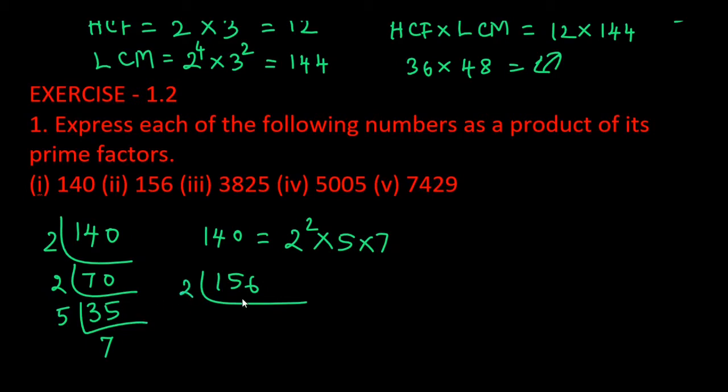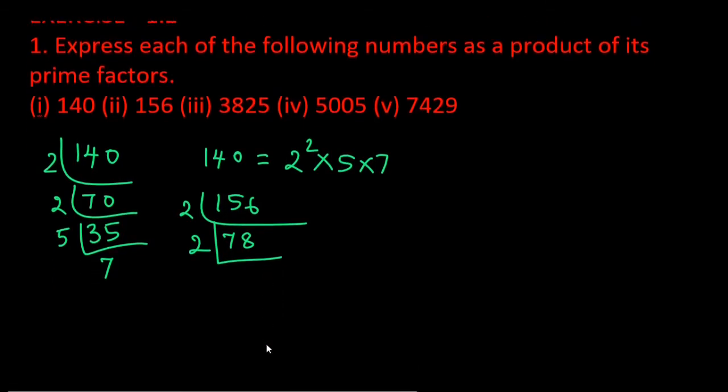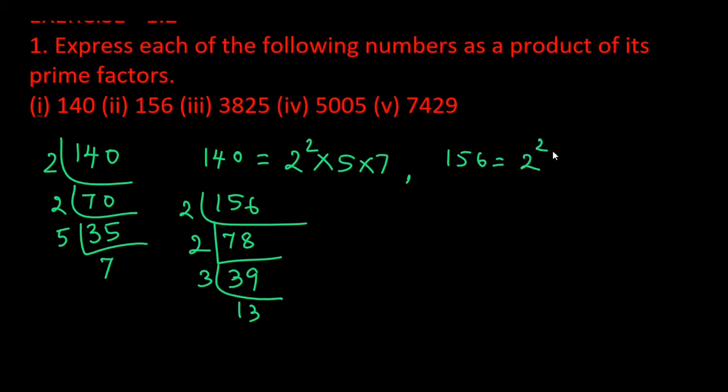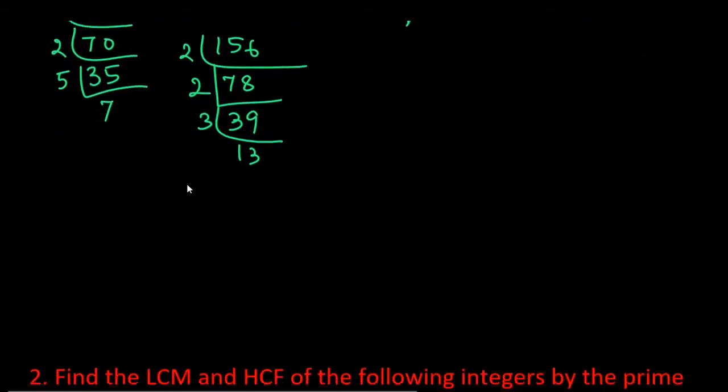Divisible by 2. So 2 sevens are 14, 8, 78. 78 is divisible by 2. We get 3, 18, so 9. 39 is divisible by 3. We get 13. So 156 can be written as 2 power 2 into 3 into 13. In this way, the other numbers can also be expressed as product of prime factors.